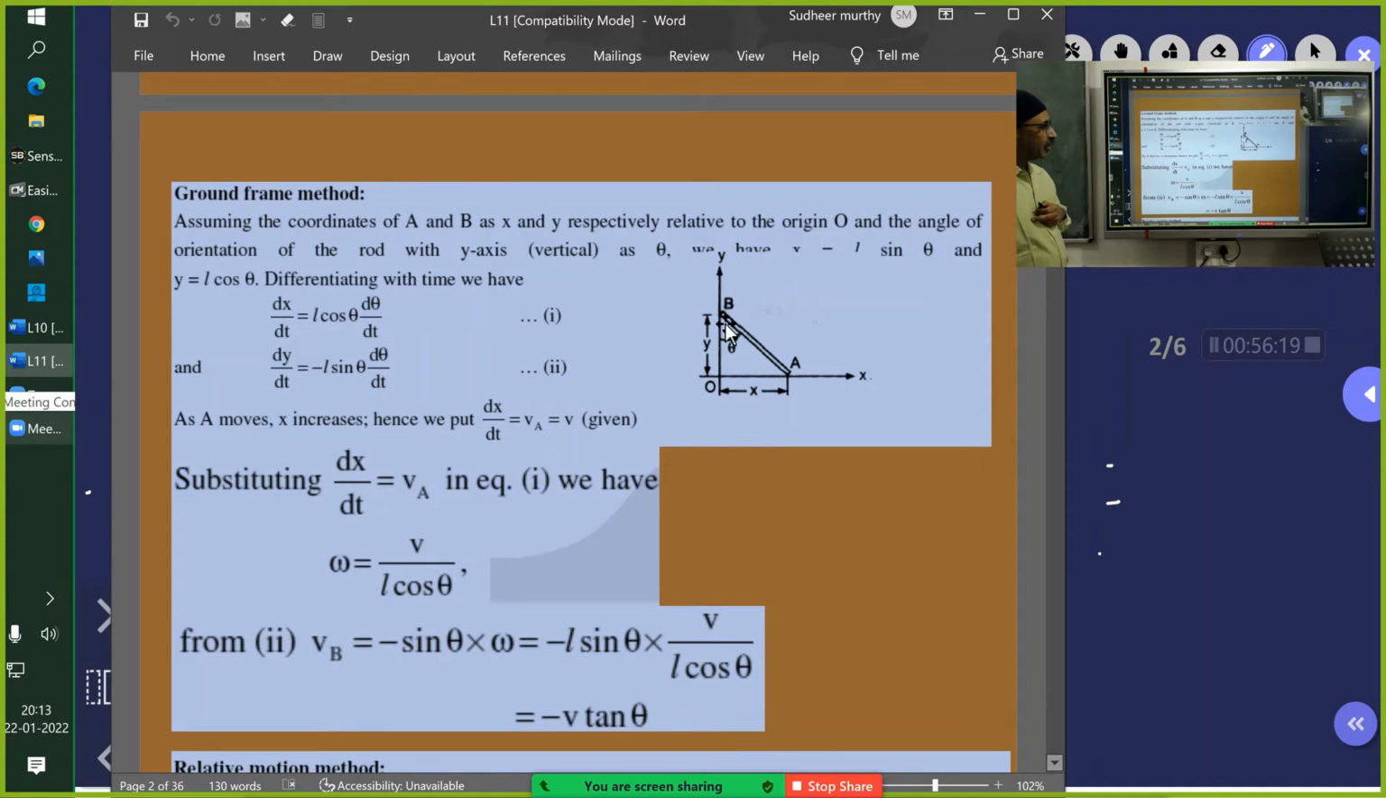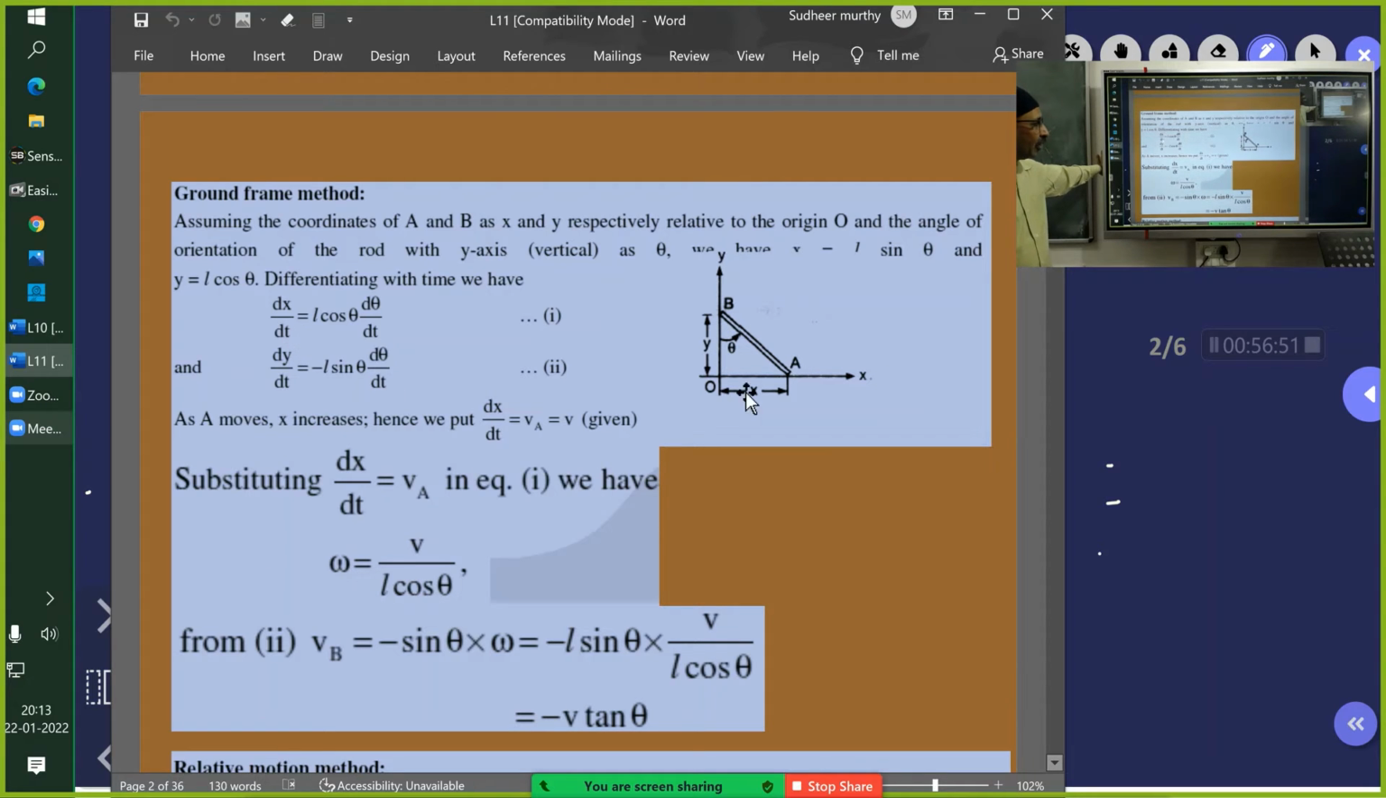Now, this problem of the ladder, we have seen that. Now let us look at it with a different perspective. The length of this ladder is L, and the angle made is theta. Now I created a frame of reference here, X and Y. That's just the perspective I have changed. So this ladder is slipping, which means point A is moving to the right and point B is coming down.